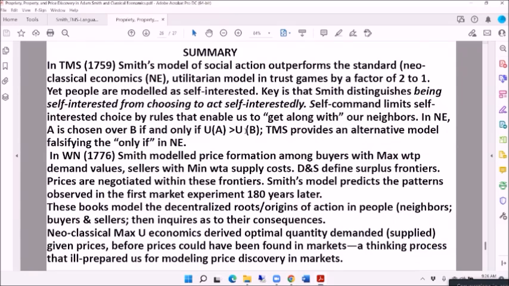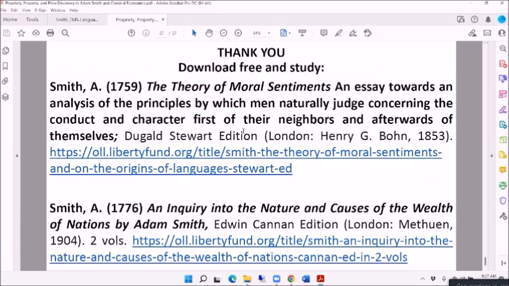The important thing is that in Wealth of Nations, Smith's dynamic model anticipates my experiment 180 years later. These books model the decentralized roots, origins of action in people, neighbors, buyers, and sellers, then inquire into their consequences. Smith's methodology is to separate the origins of action from the consequences. And you can see here the mileage he gets out of that thinking process.